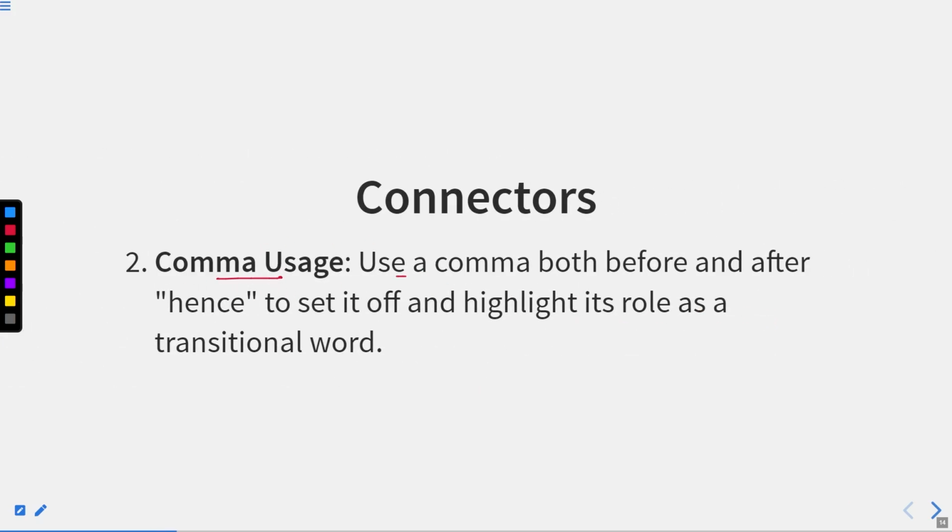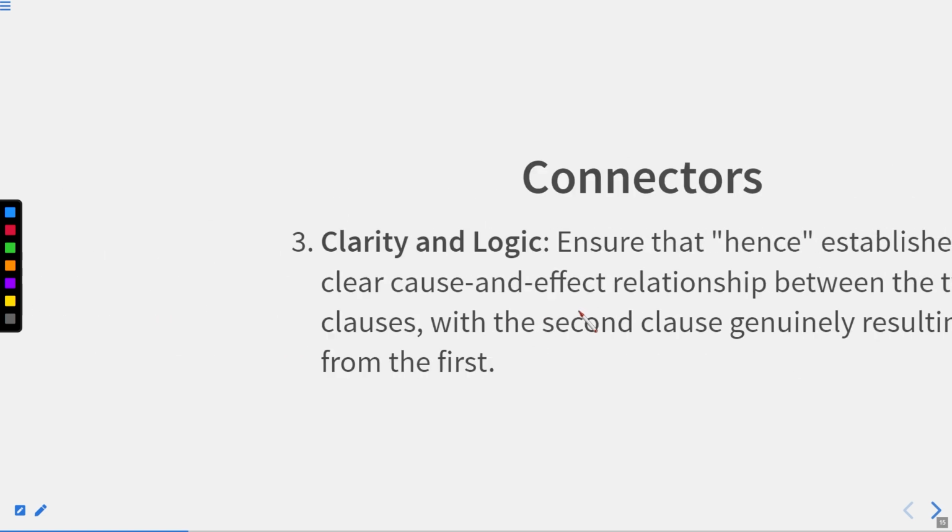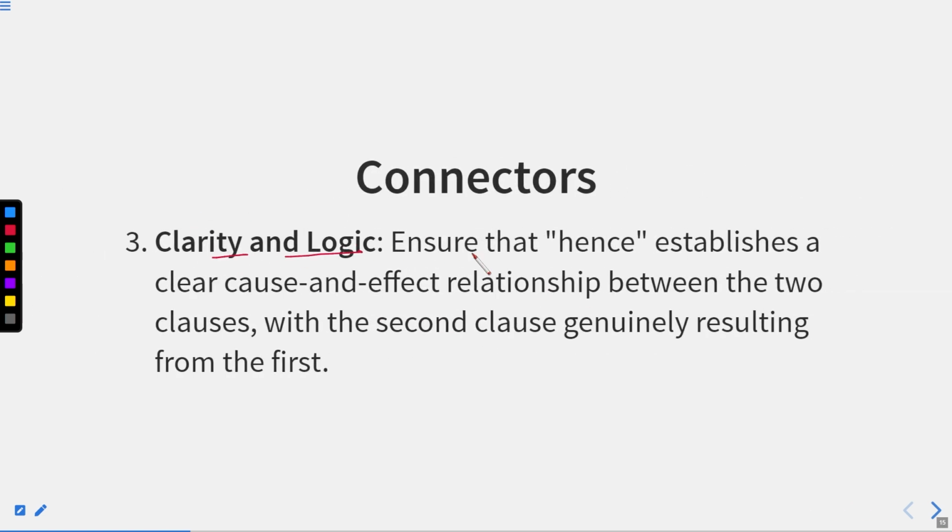Second one is comma usage. Use a comma both before and after hence to set it off and highlight its role as a transitional word. Now, clarity and logic. Ensure that hence establishes a clear cause and effect relationship between the two clauses. Now, if there are two clauses, hence should show the exact relationship between effect and cause. It means it should show which is the effect and which is the cause of the sentence, with the second clause generally resulting from the first.